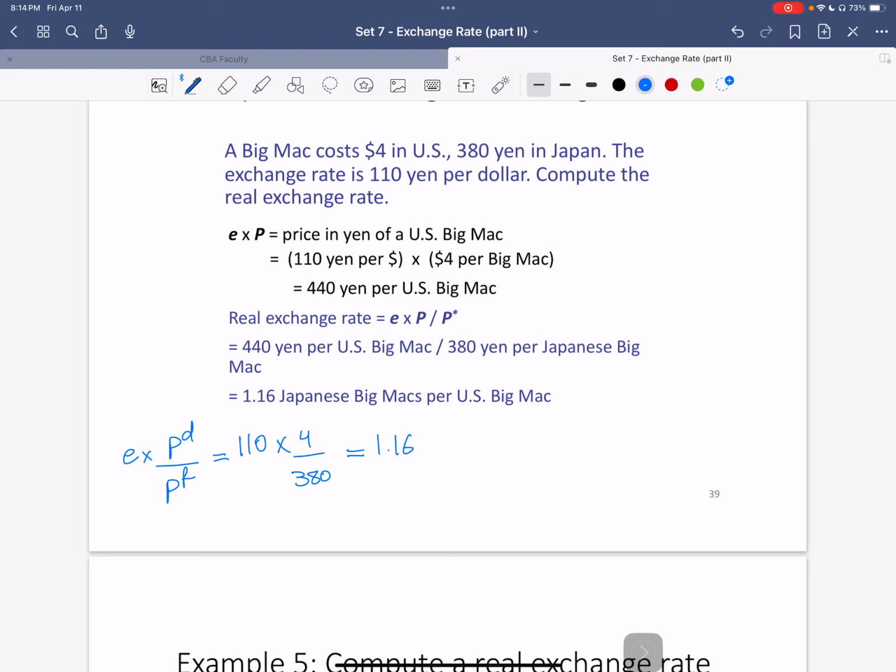Okay, so sometimes some people say that a Japanese citizen can exchange 1.16 of a Japanese burger for an American one. It is not the correct way to put it, it is not a technical term, but just to simplify it, that's basically the same thing. It's just a non-technical term.